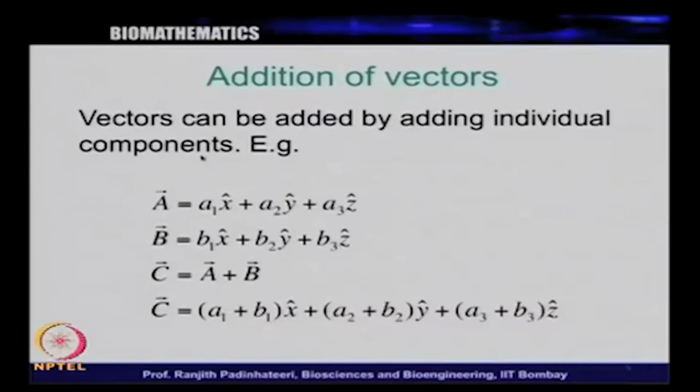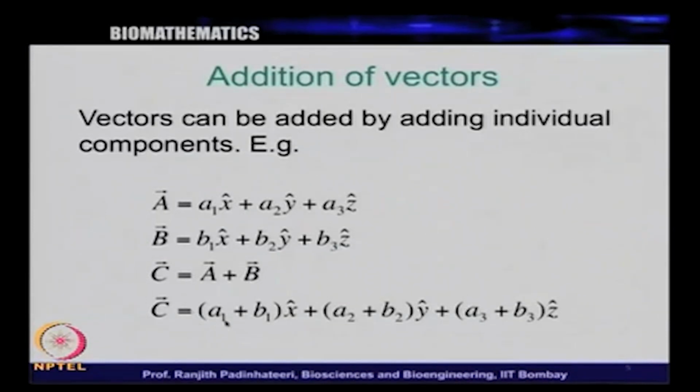So, have a look here. If we have such vectors A and B, where A is A1 x hat plus A2 y hat plus A3 z hat, and B is B1 x hat plus B2 y hat plus B3 z hat, the sum of these vectors is nothing but the sum of the components. This is what we discussed. That is, you just add A1 plus B1, which are the x components, A2 plus B2, the y components, and A3 plus B3, the z components. So, this is how you find the sum of two vectors.